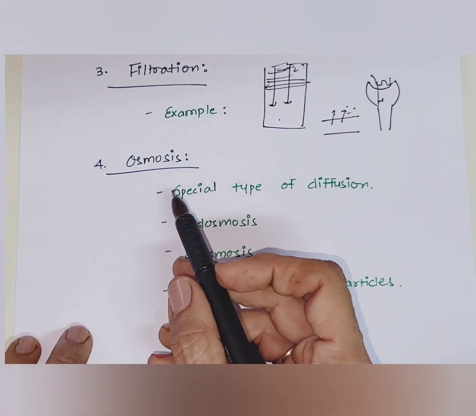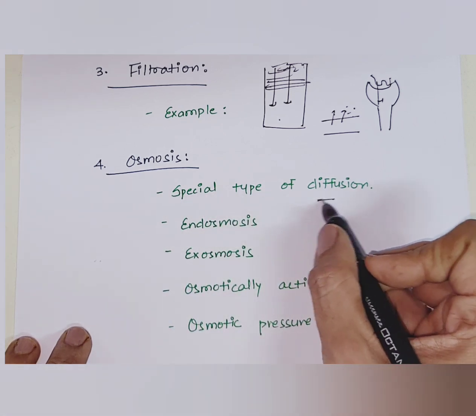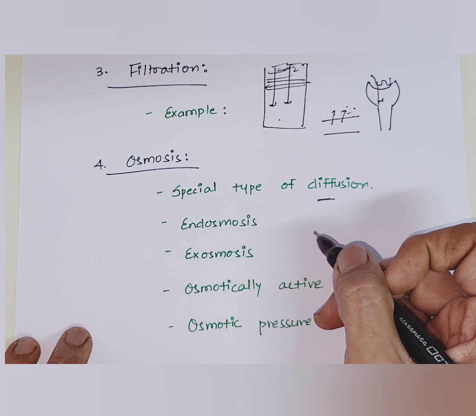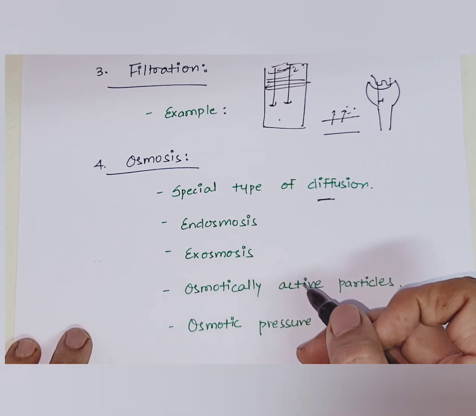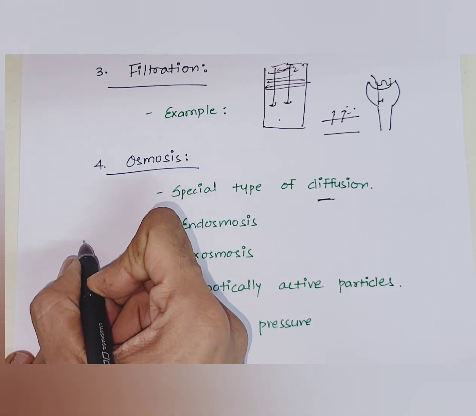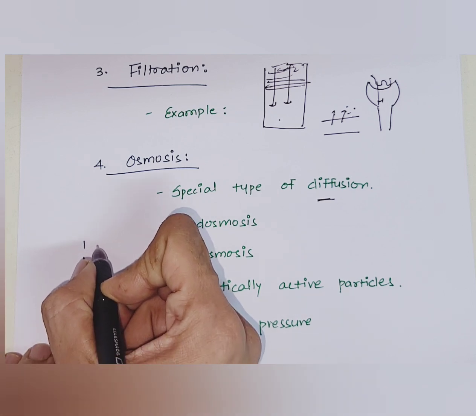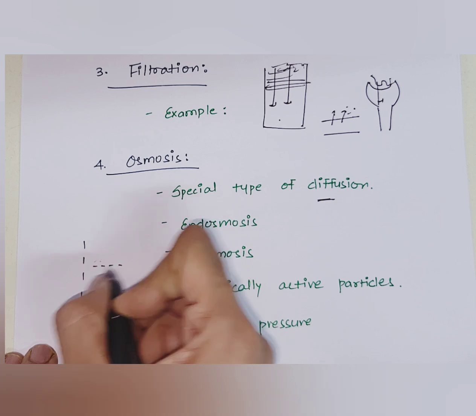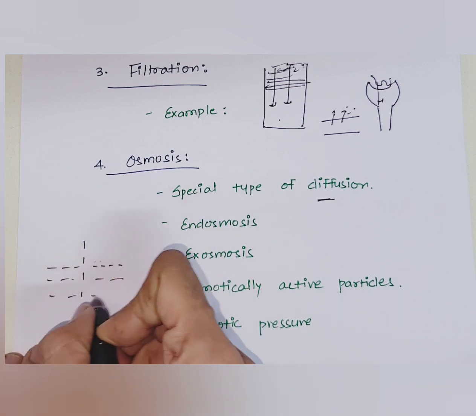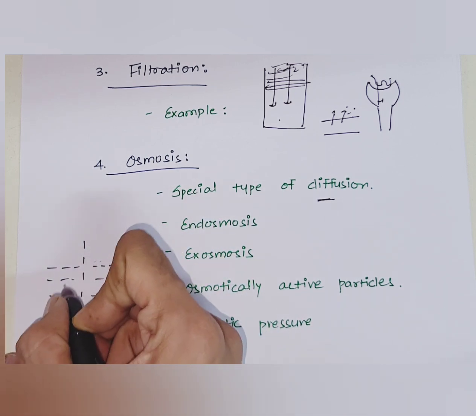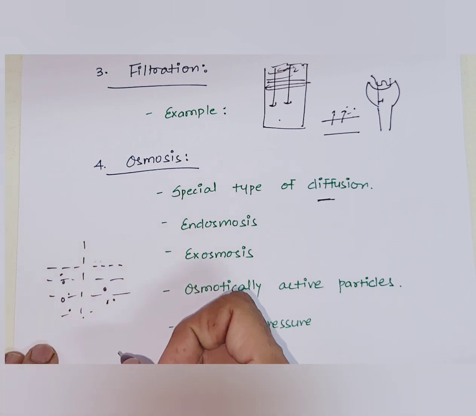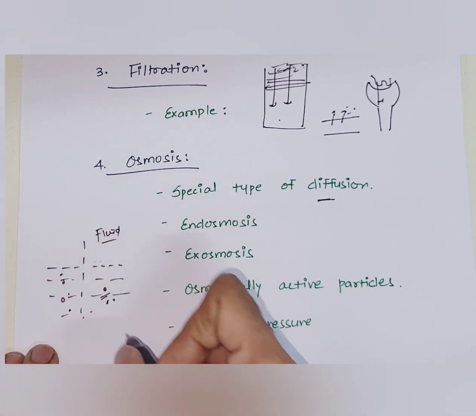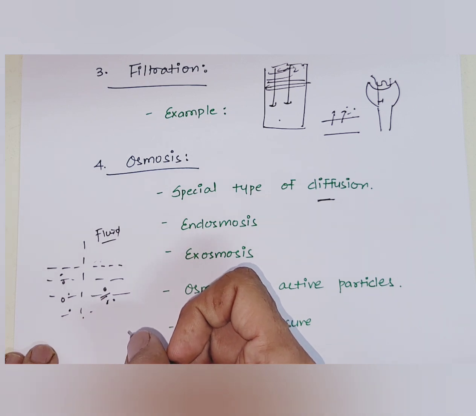Next variety of transport is osmosis. This is also diffusion, but this is a special type of diffusion. What is the difference between diffusion and osmosis? Here in osmosis there is a semi-permeable membrane between two liquids. You can see here like this. Okay, and the membrane is semi-permeable means it is permeable to fluid, not the solute. So it is permeable to solvent, not the solute.